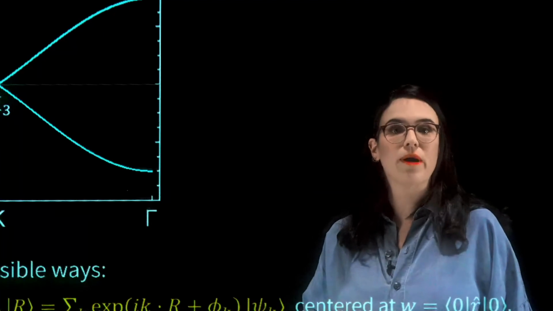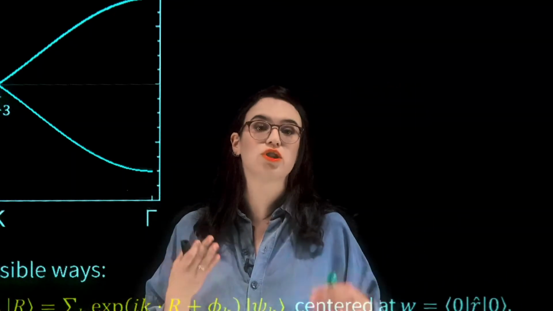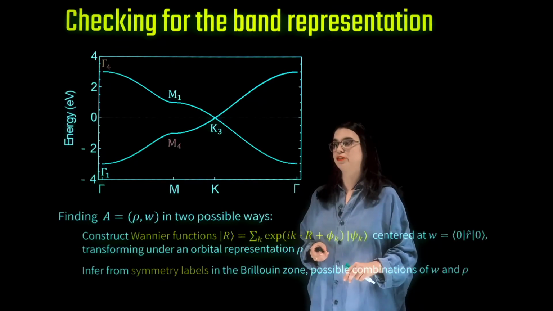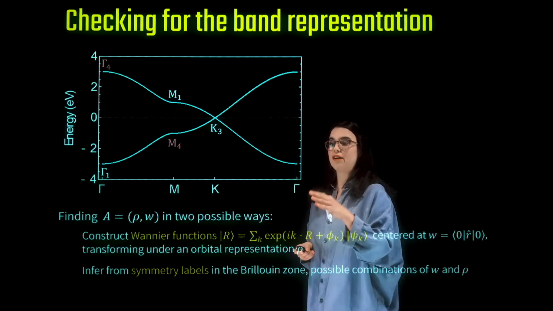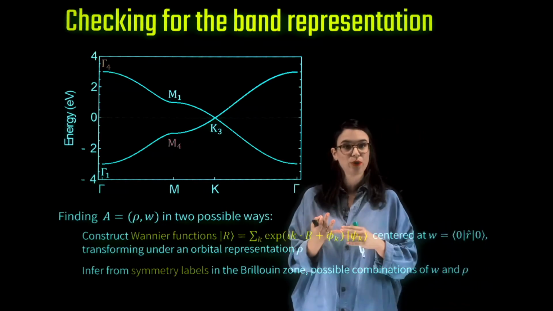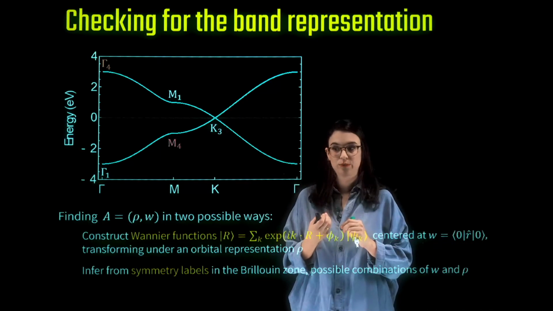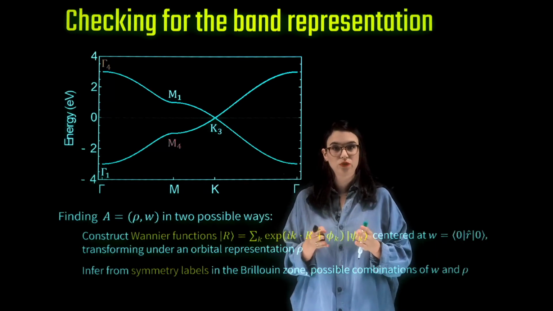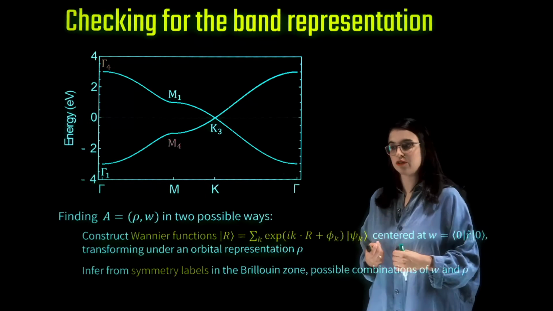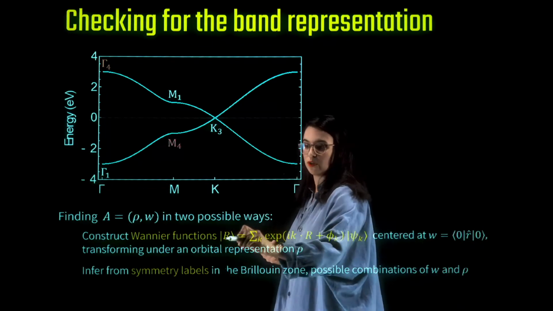So how do we go about checking the band representations if you're presented with a band structure? Let's keep with the graphene band structure. We have two possible ways of actually finding the information about the Wyckoff position and the local representation. One way we can do is actually construct the Wannier states out of the Bloch states in this following way.